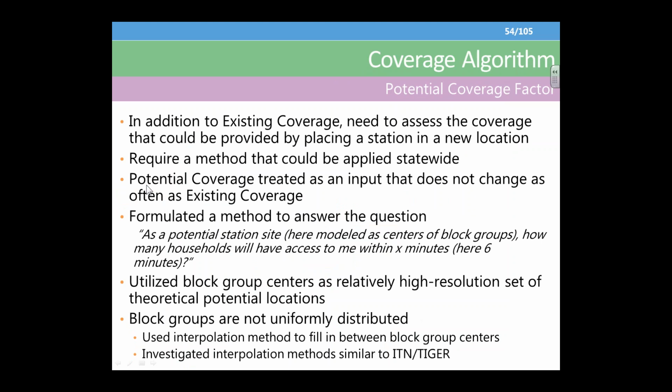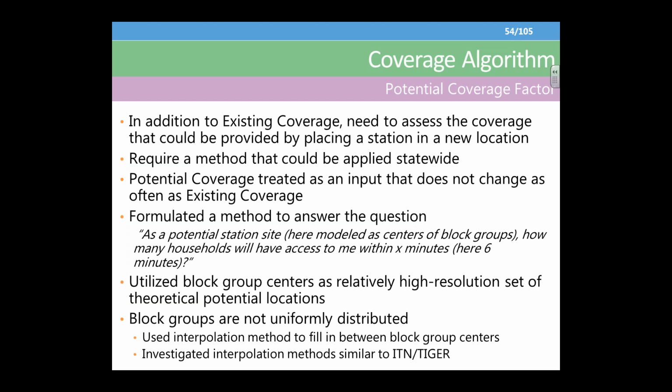So in addition to existing coverage, you could also assess the coverage that could be provided by placing a new station in a new location. So again, we looked for a method that could be applied statewide. This is our potential coverage factor. This is treated as an input to the model, so we calculated this. This is an input data set. It doesn't need to be recalculated every time you run the CHIT model.